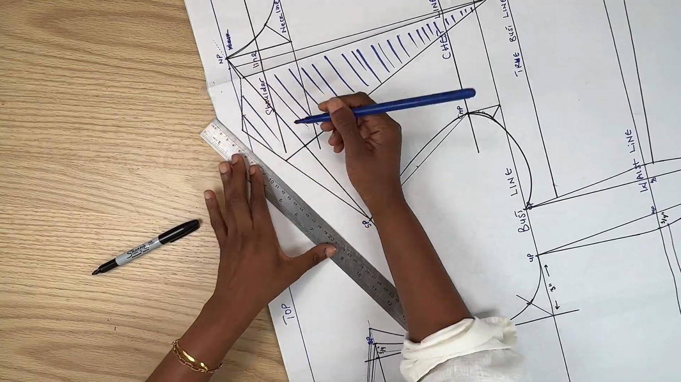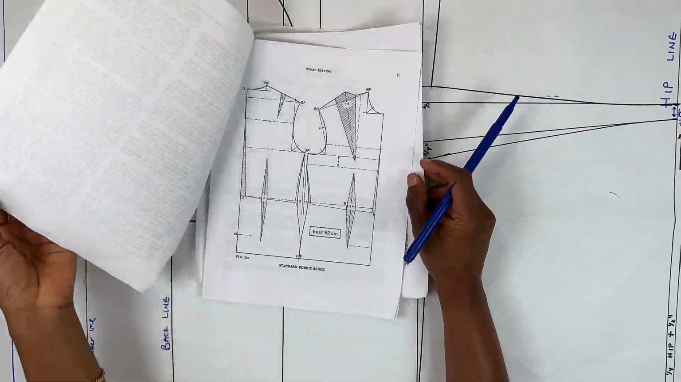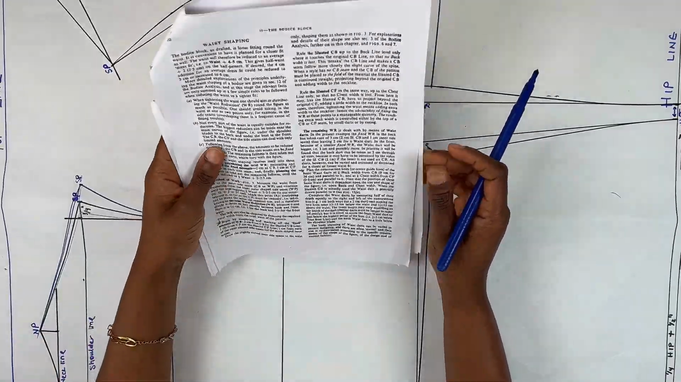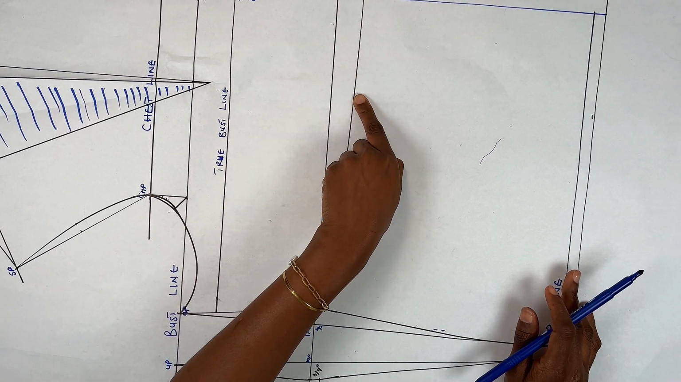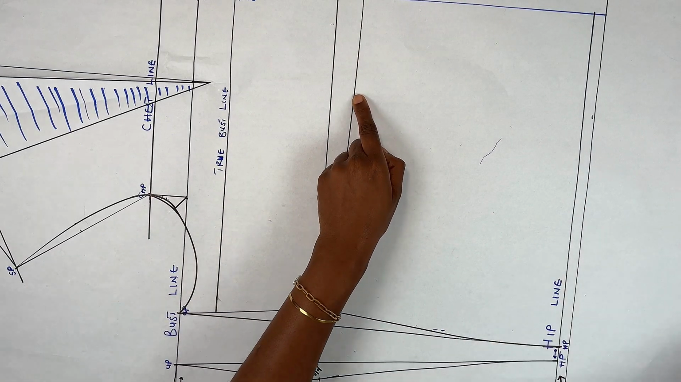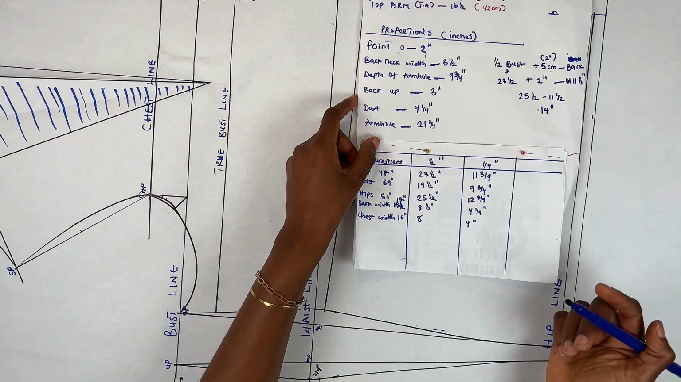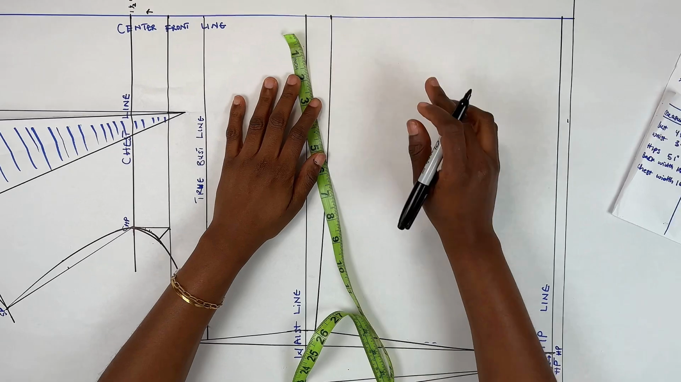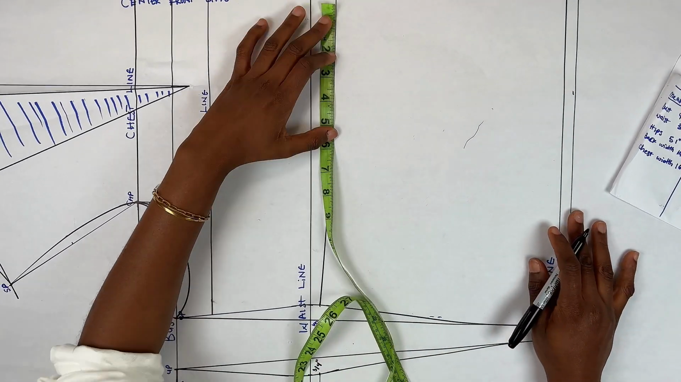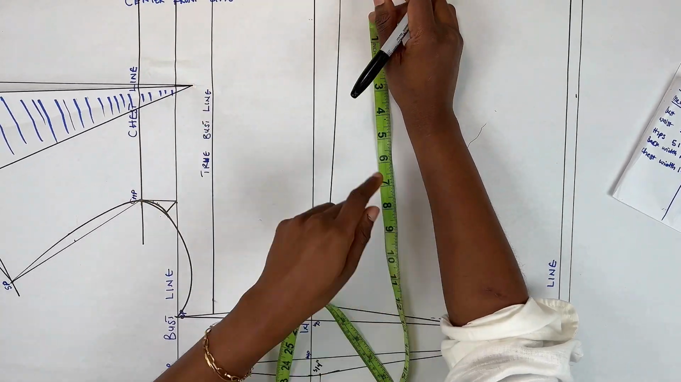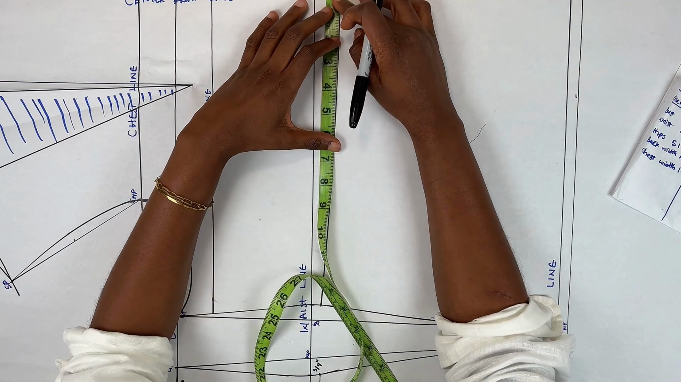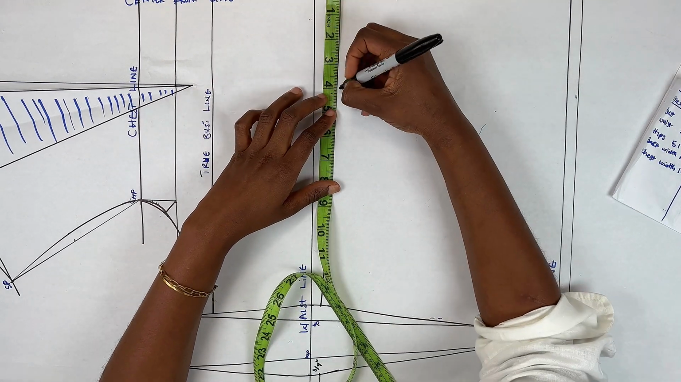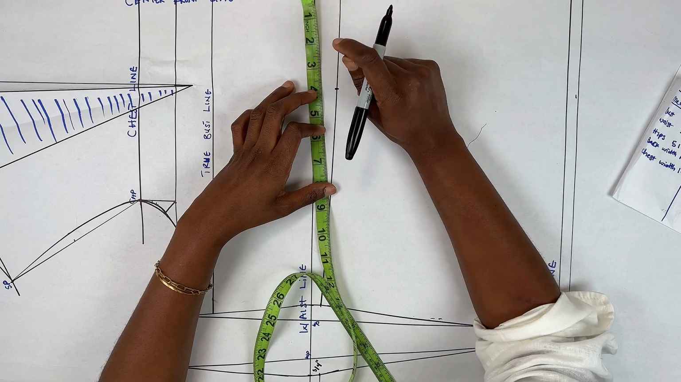Well, let's plot the dots. Okay, so to plot the waist dart for the front, we're going to be using quarter of our chest measurement, and in this case, quarter of our chest measurement is 4 inches. From the waistline, we're going to mark on the true waistline 4 inches. So this 4 inches will be the center of our waist dart.